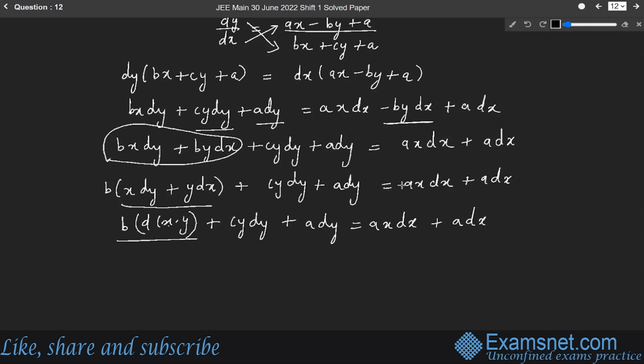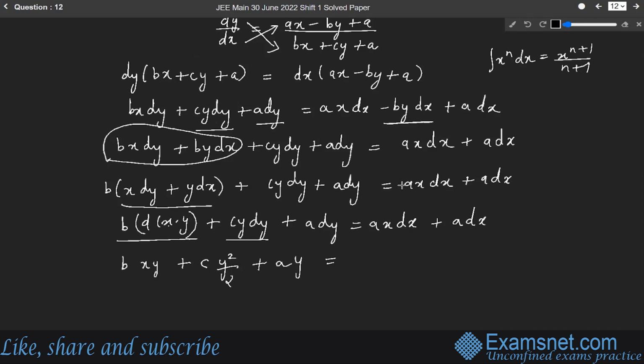So when we integrate the first term, we have b as a constant and then xy. Plus, when we integrate cy dy, c is a constant, and the integral of y dy will be y square upon 2, because there is a formula which is the integral of x power n dx is equal to x power n+1 upon n+1. So the integral of y dy, meaning y power 1 dy, will be y power 1+1 upon 1+1. So it will be y square by 2. Plus, next is the integral of a dy. a is a constant, and the integral of dy is y.